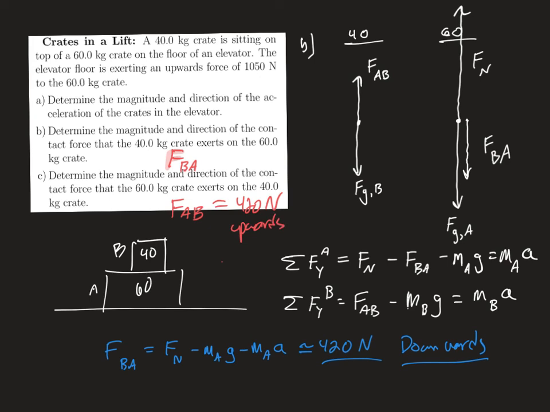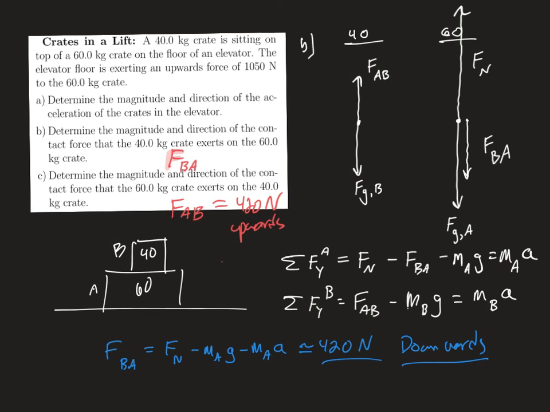Actually, it would have been a little bit easier to do part C first, because this equation is slightly easier to evaluate, as there are only two terms, but it doesn't matter. It was reasonably easy to pull this equation out first, because it's only got three terms, and we knew what they all were, so it was pretty easy to do. Okay, cool. So that's been a solution to crates on a lift.